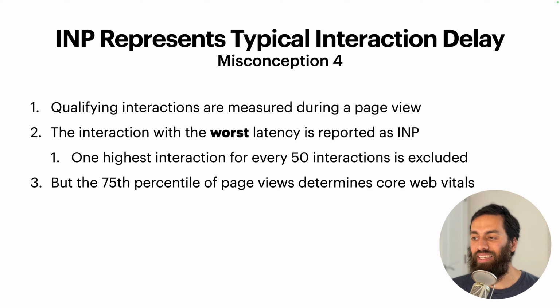However, the saving grace here is INP is part of Core Web Vitals. And when it comes to that overall Core Web Vitals score, it turns out that it's only the 75th percentile of page views that determines the actual Core Web Vitals score. So a bit of a saving grace there, gives you a bit of leeway. And a little side note, if you do have a website that has a lot of interactions, this will be applicable to you. One highest interaction for every 50 interactions is excluded. And that's basically Google's way of helping to prevent the scenario where an outlier, a very, very high interaction, just completely skews the metrics.